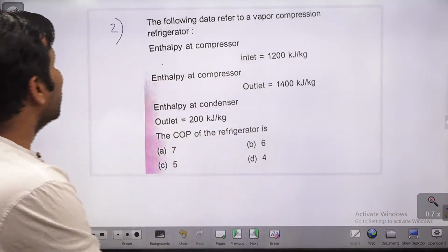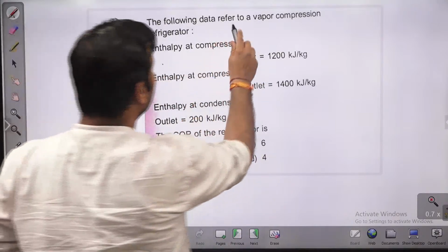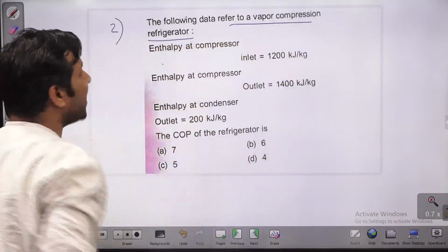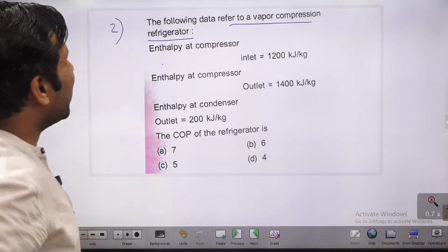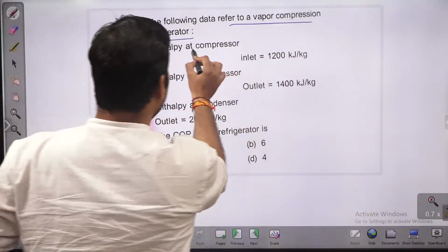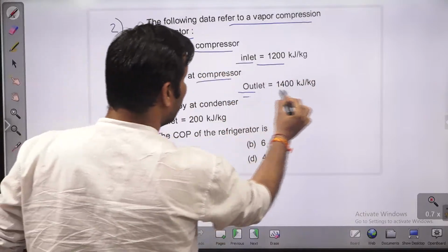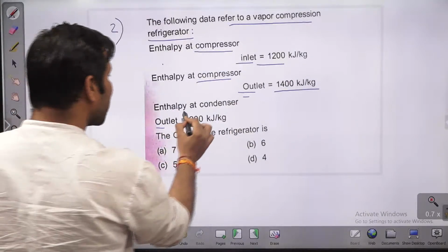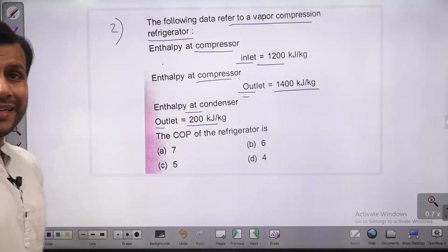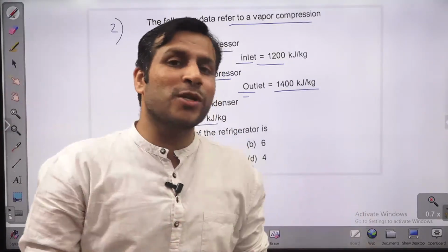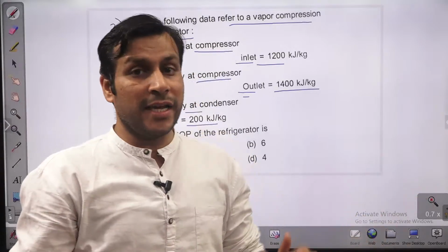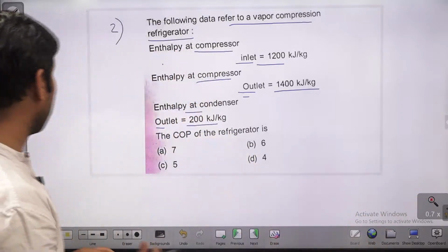Okay, chaliye. The following data refers to a vapor compression refrigerator, VCRS system. Enthalpy at compressor inlet. This is enthalpy at compressor outlet. Enthalpy at condenser outlet. He is asking you the COP. Very typical PSU question, guys. Very often these kinds of questions are asked, and you need to solve these questions very easily.